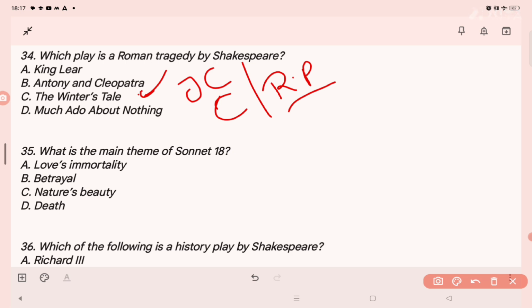What is the main theme of Sonnet 18? Option A, love's immortality. Shall I compare thee to a summer's day? Sonnet number 18. The immortality of love perceived through poetry.